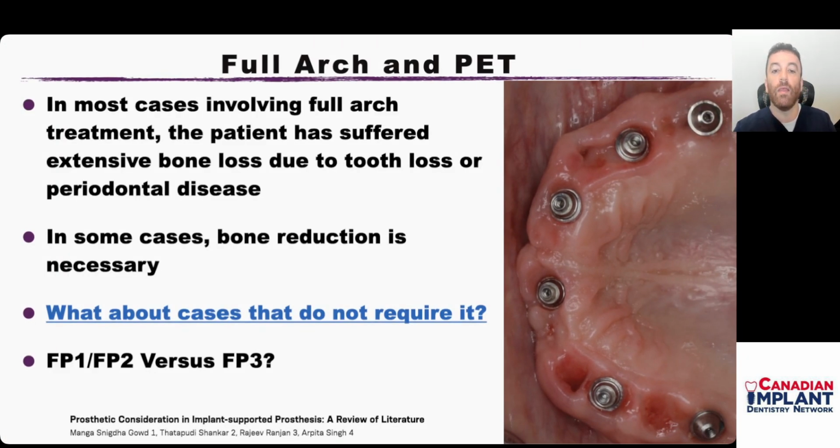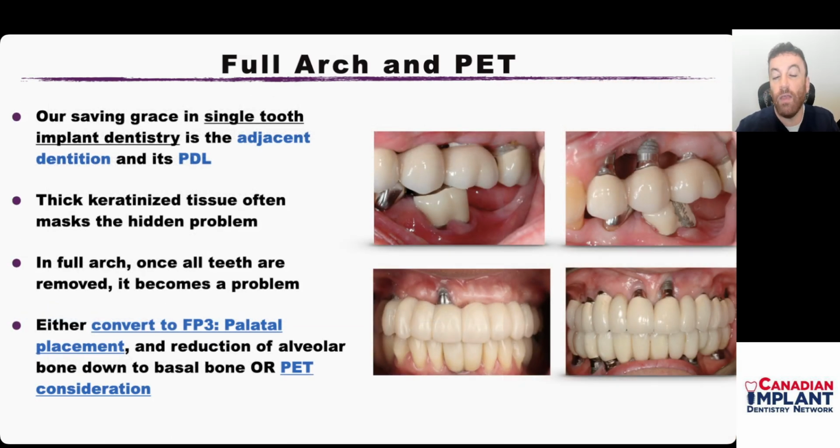Why? Because in single tooth implant dentistry, we're dealing with one tooth. For FP3, we have the challenge of taking out those teeth and then collapse and shrinkage of all those areas. For single tooth implant dentistry, you have at least the neighboring teeth that are holding the bite in place and keeping that architecture of the site in place. So our saving grace, essentially, in single tooth implant dentistry is that adjacent tooth and its PDL.